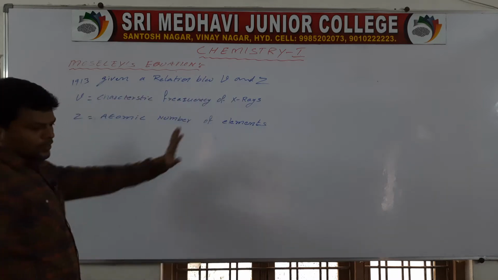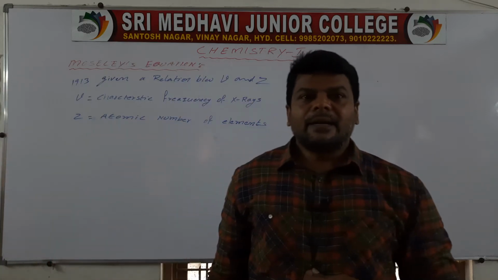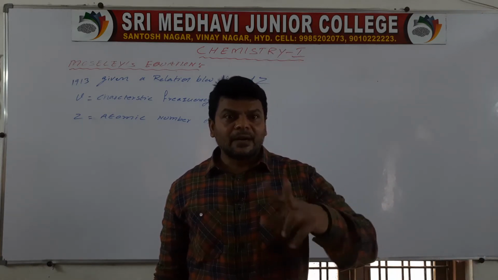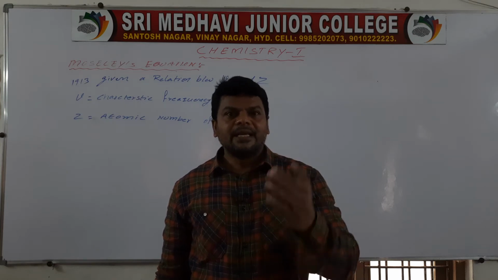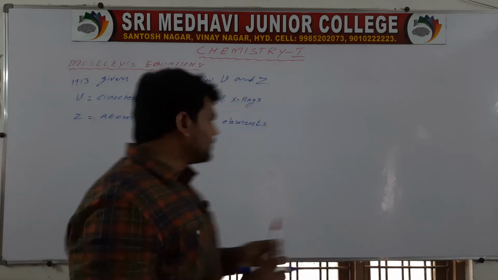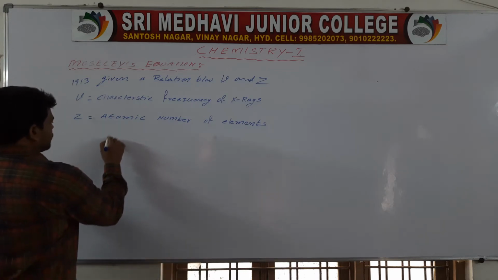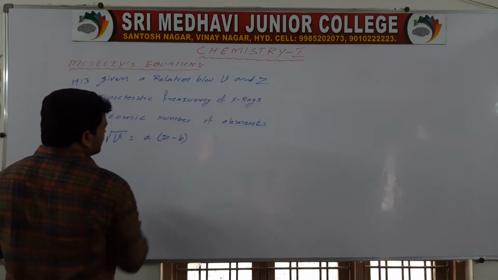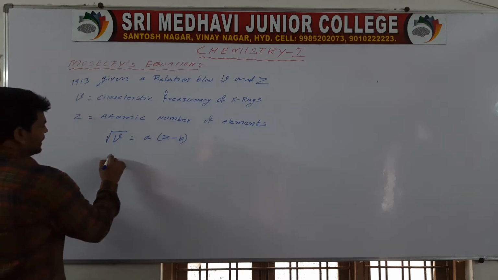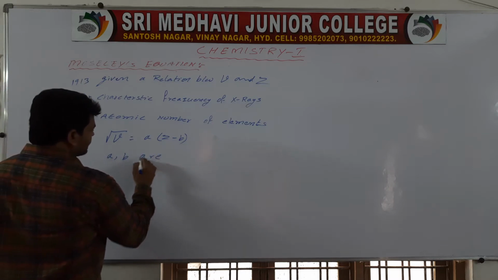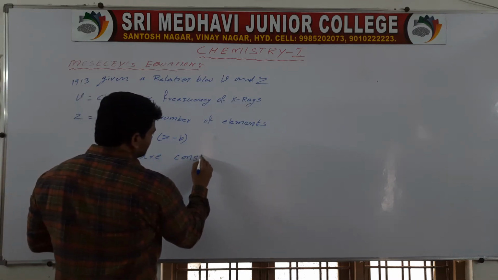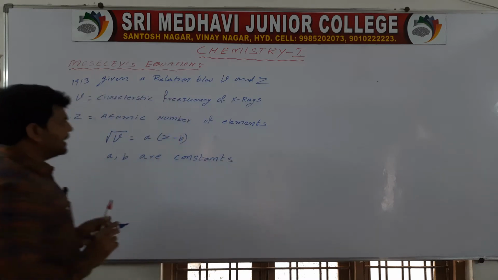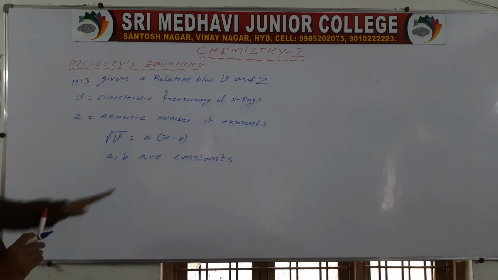Moseley conducted many experiments, and from the observations between nu and Z, he gave a relation that is nothing but Moseley's equation: root nu equals a into Z minus b. Here a and b are constants, and Z is the atomic number.